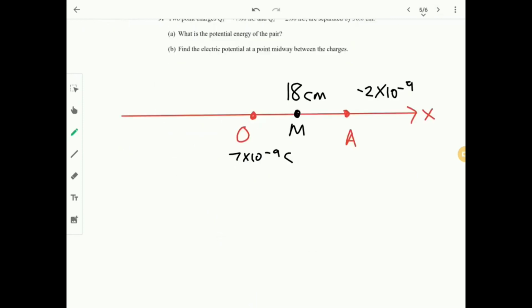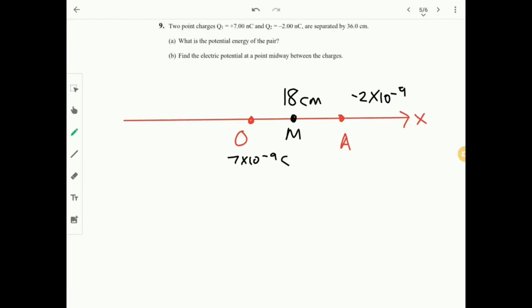Finally, moving on to the last question for the electricity required material for the periodic, question 9A. 2 point charges Q1 7 nanocoulombs and Q2 minus 2 nanocoulombs are separated by 36 centimeters. What is the potential energy of the pair? And find the electric potential at a point midway between the charges. I'll give you guys a few seconds and then we'll solve together.